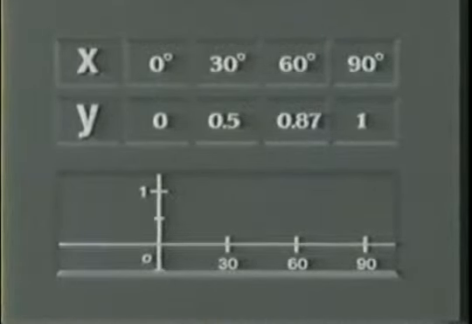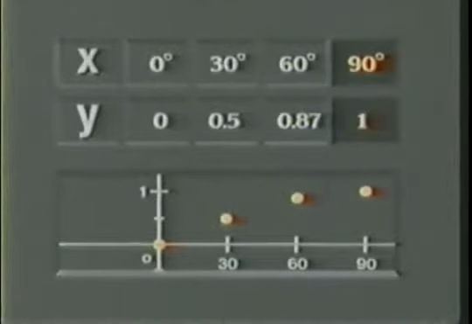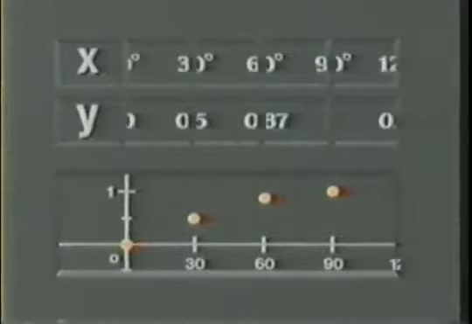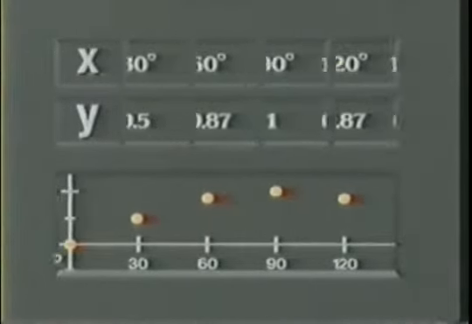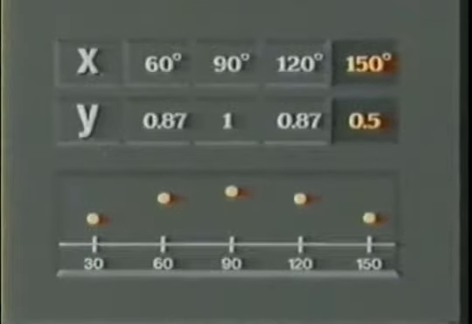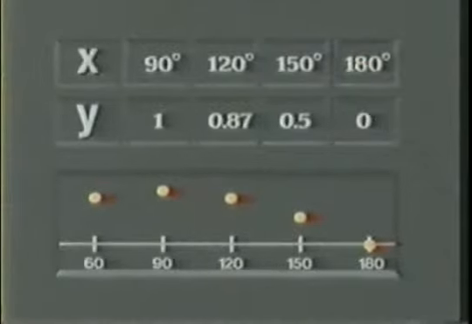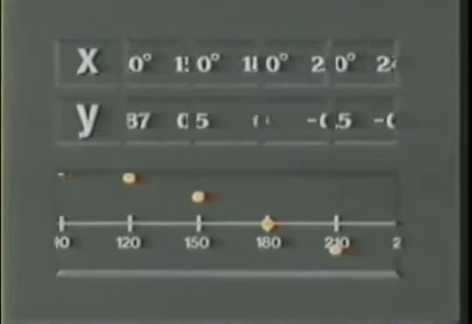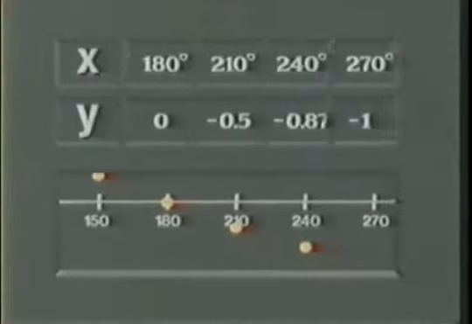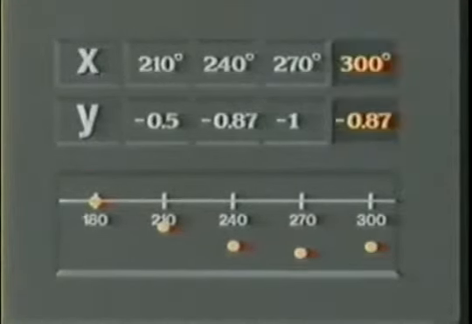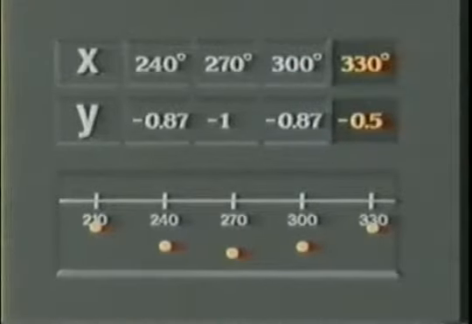When the angle is 0, the sine value is 0. When the angle is 30 degrees, the sine value is 0.5. Sine 60 is 0.87. Sine 90 is 1. Sine 120 is also 0.87. 150 is 0.5. And 180 is back down to 0. If we continue with angles up to 360 degrees, we find negative values in the table, and these points fall below the x-axis.